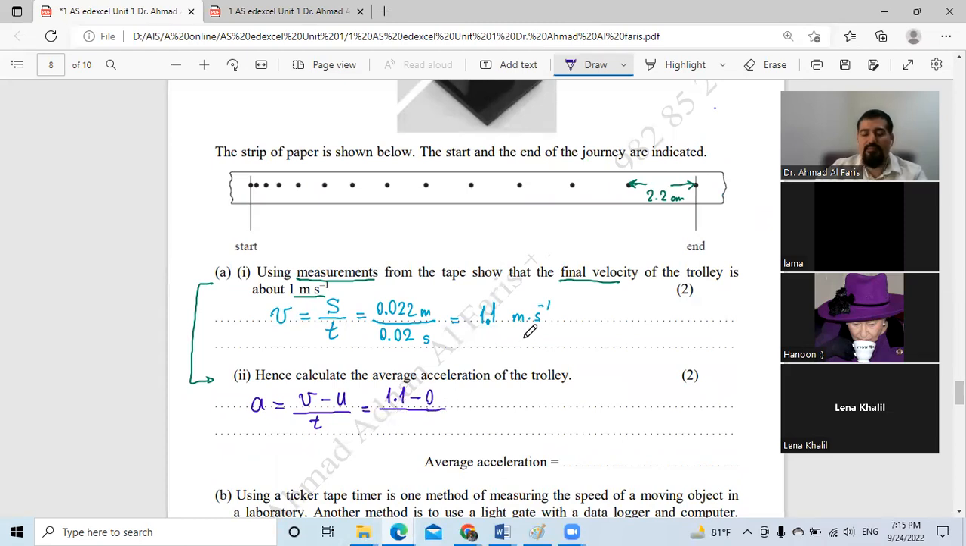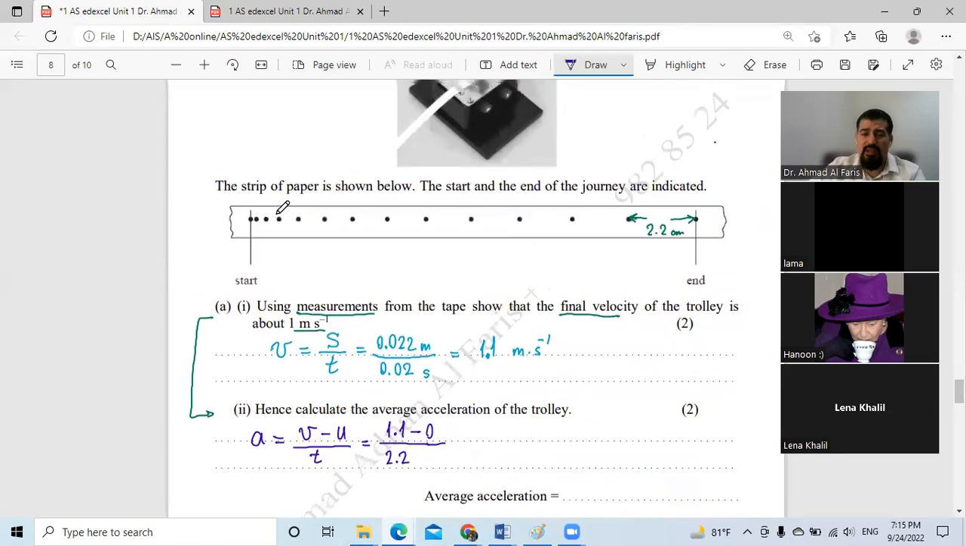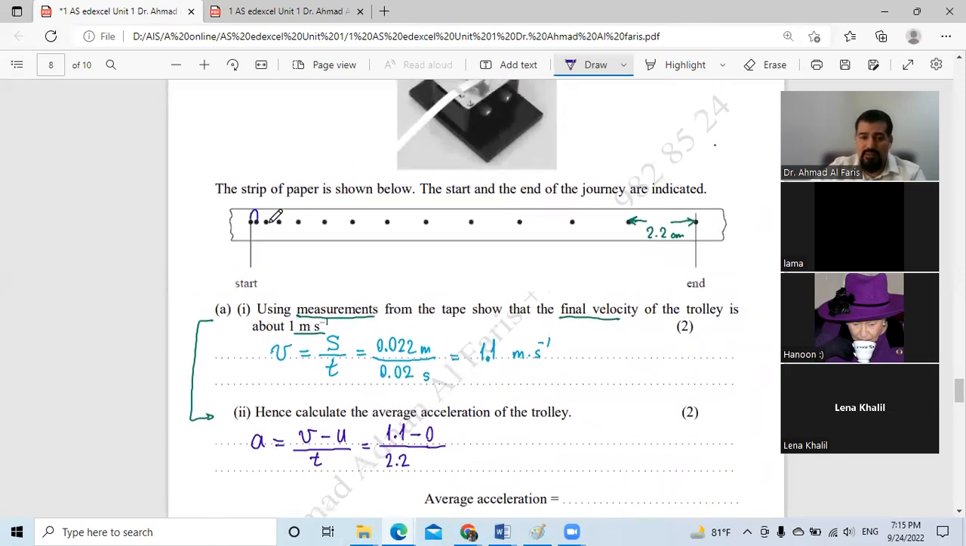How long is the time? Is it 2.2? No, it's not 2.2 by itself. It is 2.2, but multiplied by how many time intervals? I will not count the first dot, because the first dot means it starts from 0. So counting: 1, 2, 3, 4, 5, 6, 7, 8, 9, 10, 11, 12, 13 time intervals. I'm going to use 13 time intervals, where each time interval is 0.02.